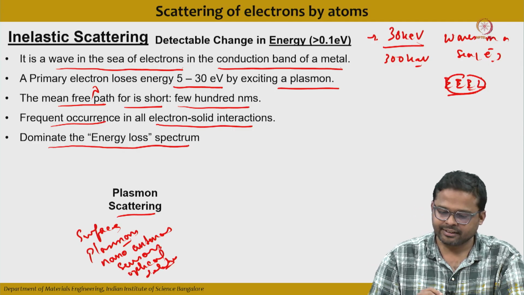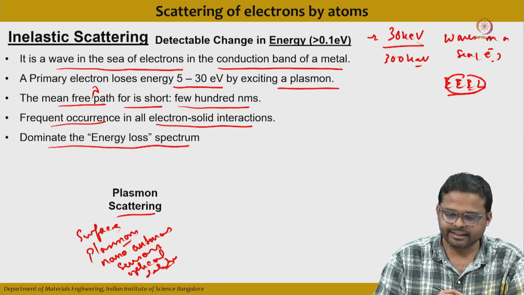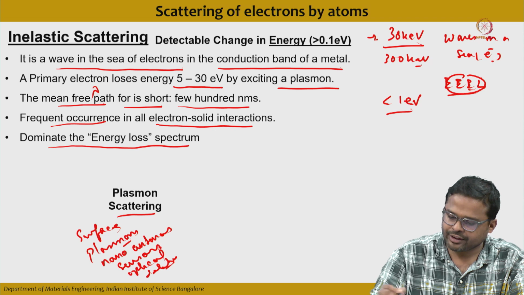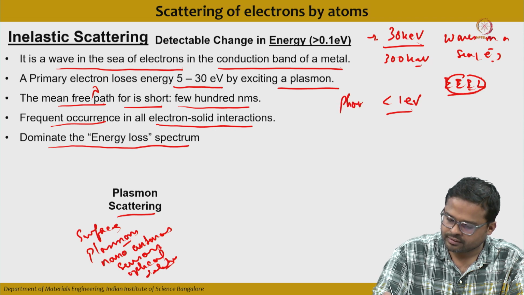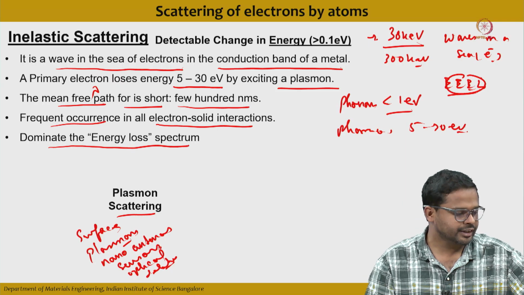Now, we will see that first we discussed the phonon scattering, which is less than 1 electron volt. Now, we talked about the plasmon, which is 5 to 30 electron volt of loss of energy.